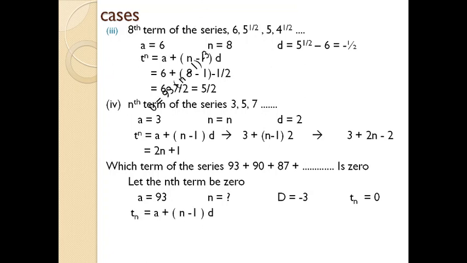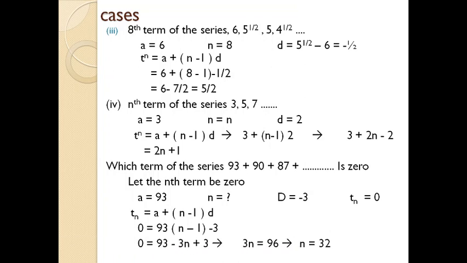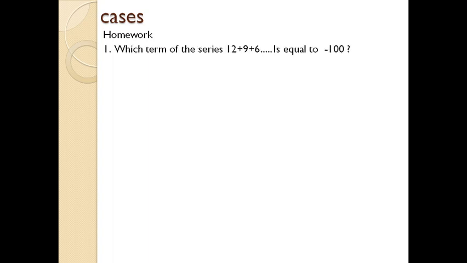By substituting in the equation you will get 0 equals 93 plus n minus 1 into minus 3. By solving it you will get 93 minus 3n plus 3, which leads to 3n equals 96 and finally n equals 32. These are the other cases relating to arithmetic progression.